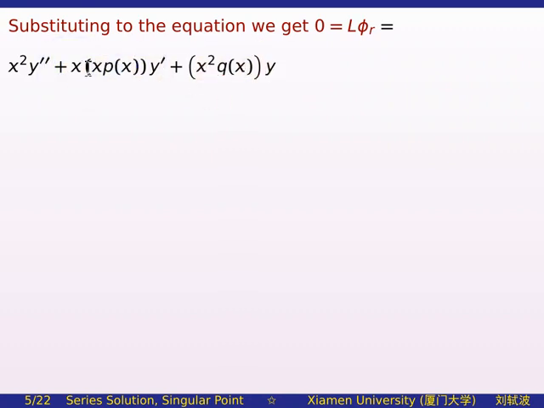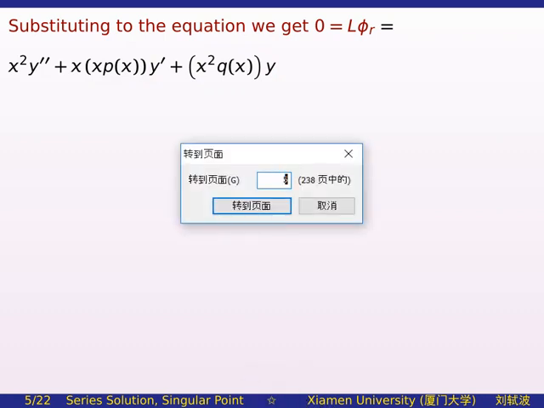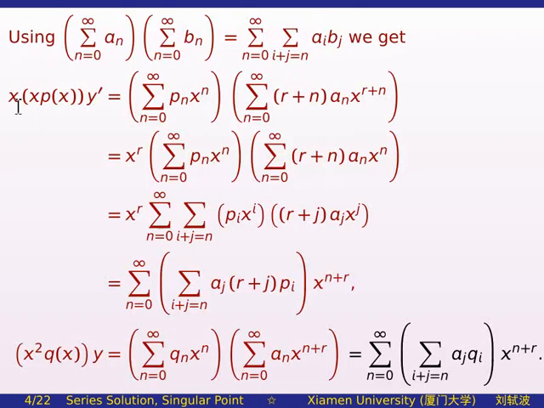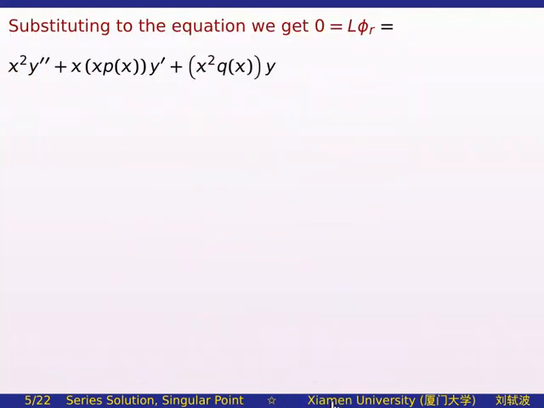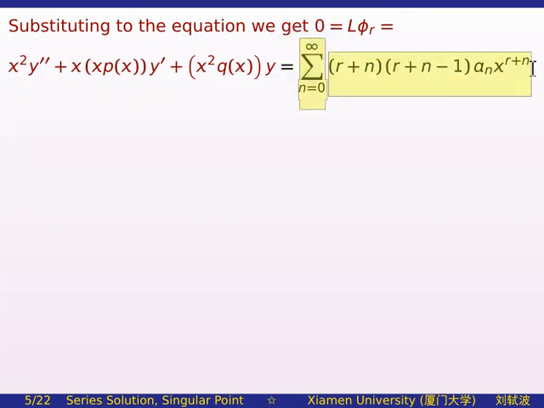And then using our previous computation of the x p x y prime and x square q x y, using this result, we will get x square y double prime, which is this series. For the computation of y double prime, the power of x is r plus n minus 2, but we have an x square multiplied in front of y double prime.